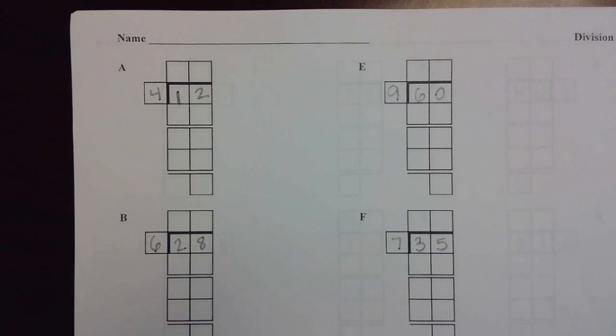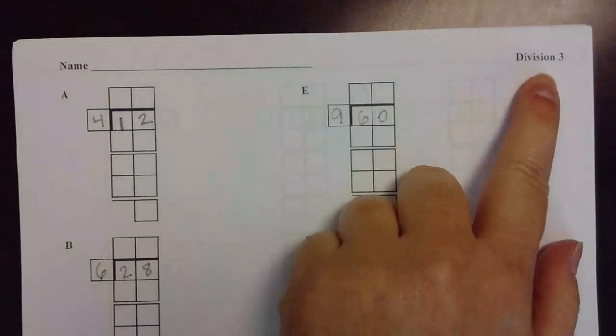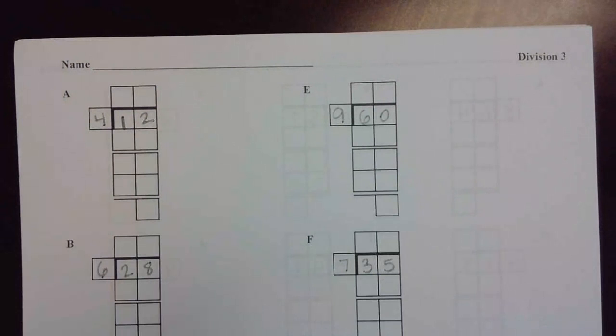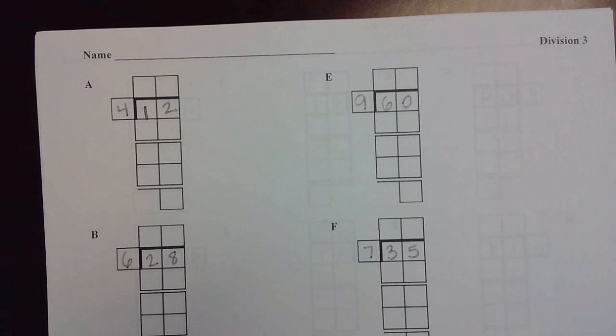Okay, here's what you're gonna need. You're gonna need this paper from the substitute, it is Division 3, and you'll need your dots in a box. Make sure you have those two things before we get into it. As I'm answering 4 questions, I expect you to answer the other 4 questions. As I'm answering these 4 questions, I want you to do it along with me, please.